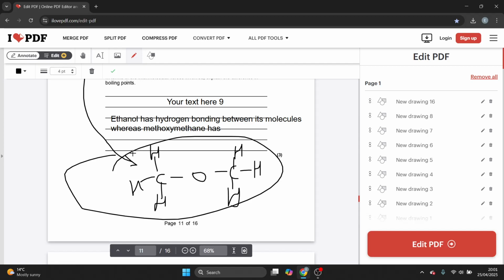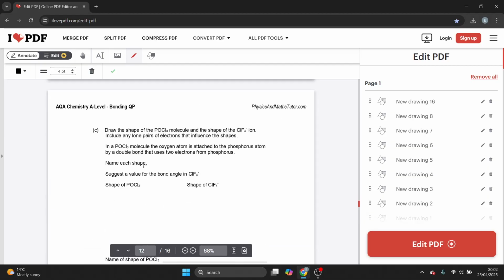One second, guys. Okay, yeah, it's not a carbon double bond oxygen. And then you say methoxymethane definitely has van der Waals forces, and that's all I'd say. It has van der Waals between its molecules. And then you say a simple statement like hydrogen bonds are stronger. Obviously, don't write HB in your exam. Write hydrogen bonds.